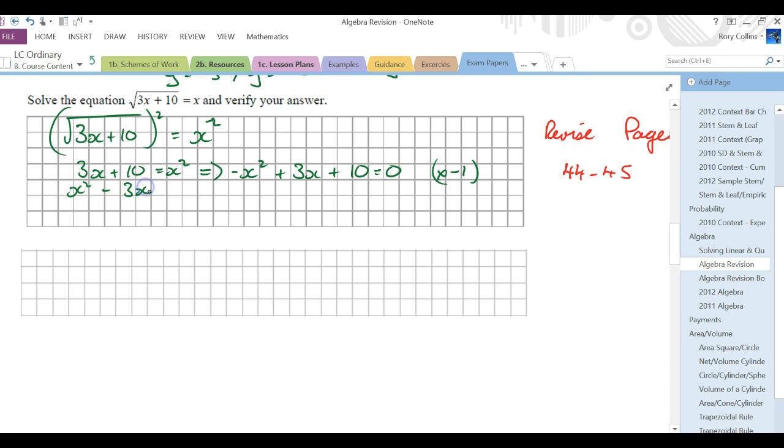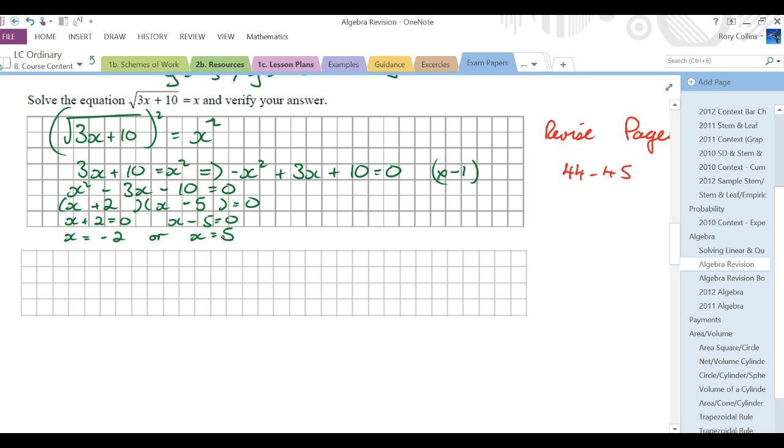Minus 3x minus 10 equals 0. Again, here we're left with a quadratic equation. We're going to use the method of factorization to solve this. This gives us our factors of x squared as x and x. Factors of negative 10 that give negative 3 will be minus 5 and plus 2. I now set both these factors equal to 0 and solve, giving x equals minus 2 or x equals 5.